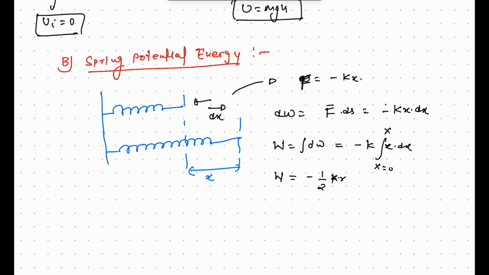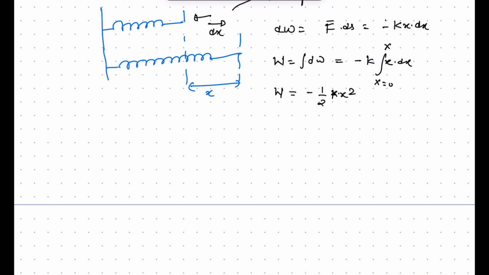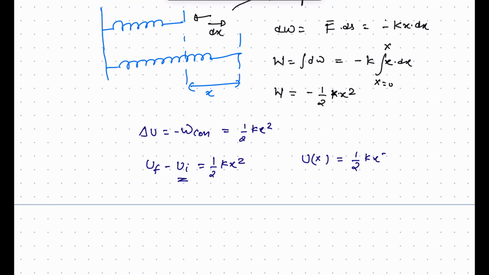After the solution you can get it like this, and now you can say that the change in potential energy is equal to the negative work done by the conservative force. So that becomes half kx squared. Then I can say U final minus U initial equals half kx squared. The initial potential energy I will consider as 0. So the spring potential energy at distance x is half times kx squared. This is the potential energy, and this is how we use it for the spring.